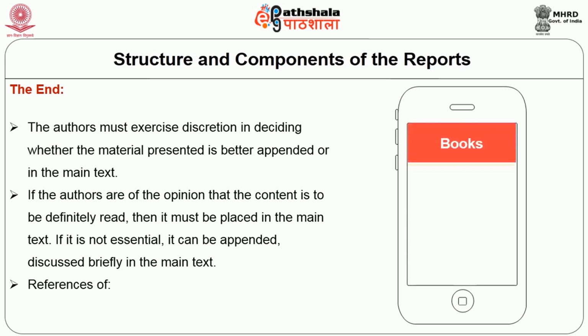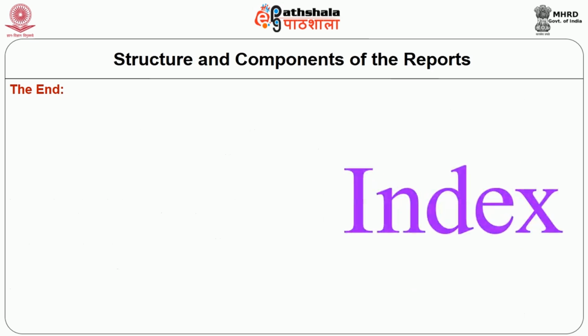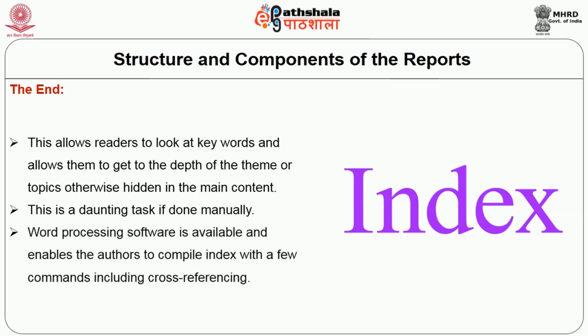References of books, articles, journals, and other relevant documents have to be provided following a format or style as required. The last and final section is the index, and this allows readers to look at keywords and allows them to get to the depth of the themes or topics otherwise hidden in the main content. This is a daunting task if done manually. However, word processing software is available that enables authors to compile an index with just a few commands, including cross-referencing.